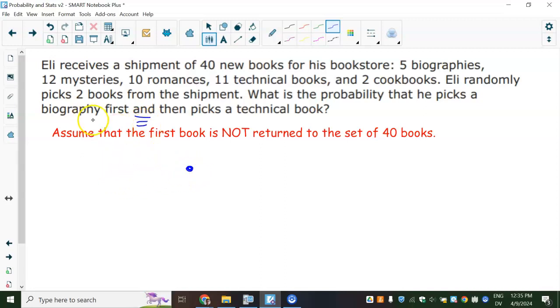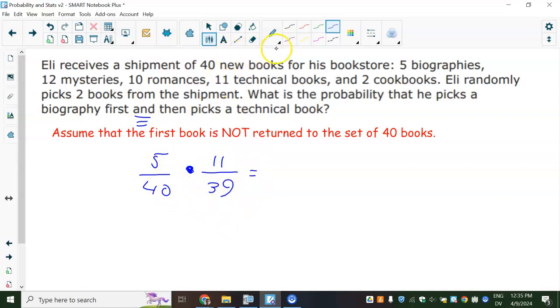So our probability that you get a biography, it's a little bit easier to figure out, I guess, is 5 out of the 40 books are biographies. So we're going to multiply that by the chances that the second is a technical. So when you pick the second book, there's only 39 left. And the technical books, since we picked a biography first, all the technical books are still there. So on the second book, there's 11 out of 39 that are technical.